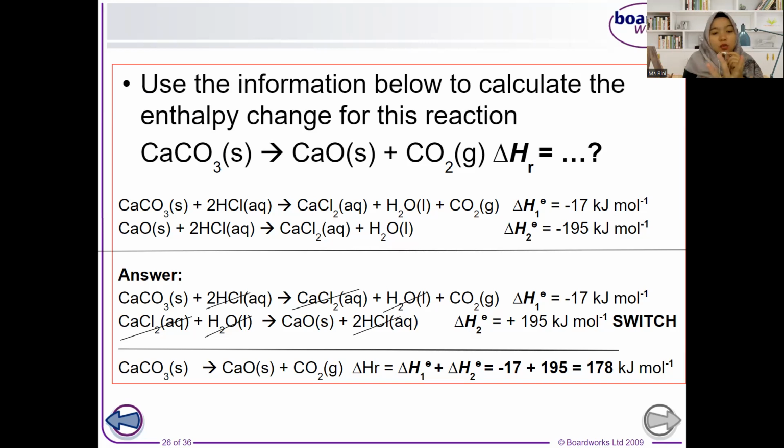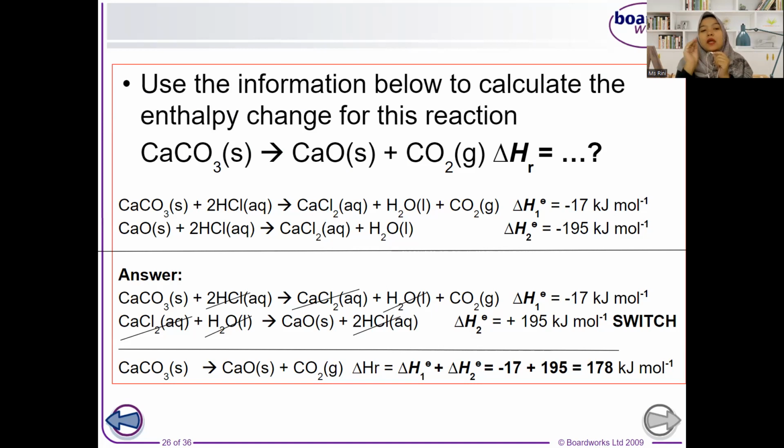Okay, let's focus on the question. Don't look at the answer first. How to solve this question using Hess's law? Let's just do it slowly, step by step. The first step that you need to do is make sure of the position of each substance. Is it at reactant or at product?